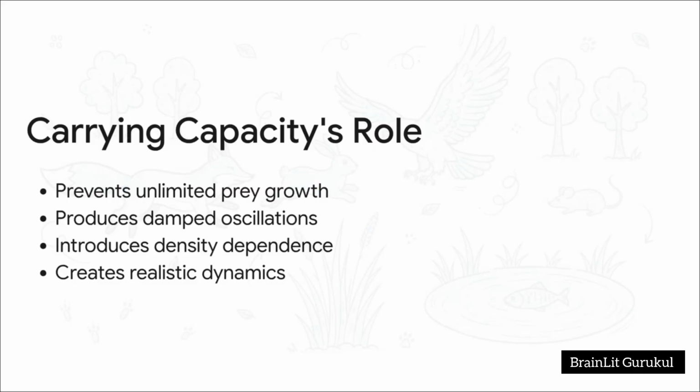Another absolutely critical stabilizing factor is the prey's carrying capacity. I mean, in the real world, prey can't just reproduce forever. They're limited by food, space, resources. This brings in something called density dependence. It naturally slams the brakes on prey growth, which prevents those wild, out-of-control swings and leads directly to those more realistic, damped cycles we're looking for.